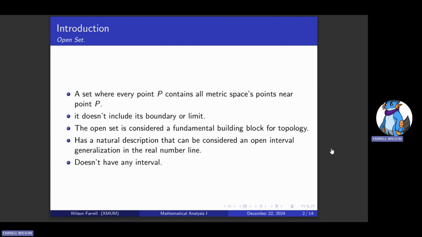An open set can be considered as a set where every point P contains all the points of the metric space that are near to the point P, and it doesn't include the boundary or limit of its own.